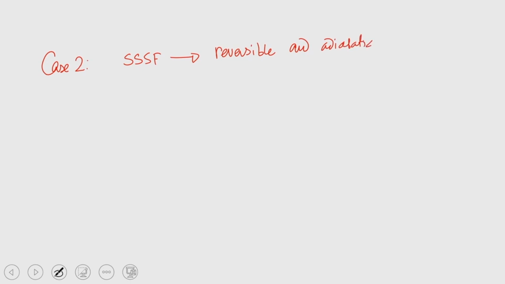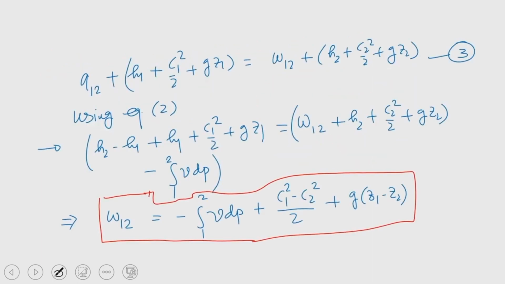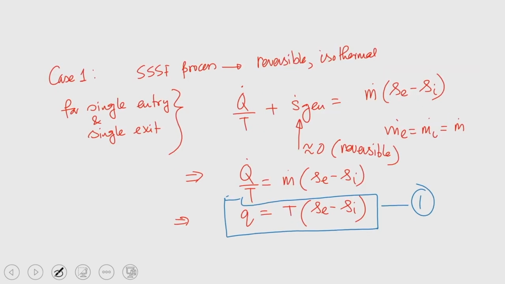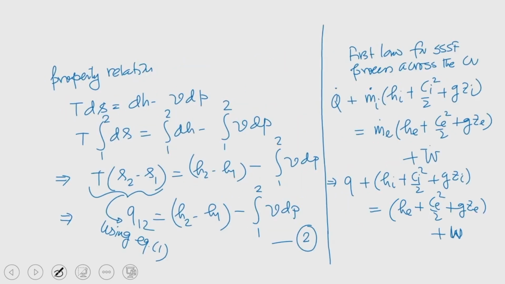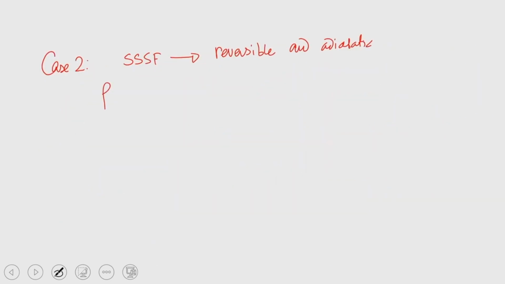So, if the process is reversible as well as adiabatic, then what would be the expression of the work done? You know that Q equals 0. So from equation 1, m into S2 minus S1 equals 0. So S2 equals S1, that is an isentropic process. A reversible adiabatic process is also called the isentropic process.